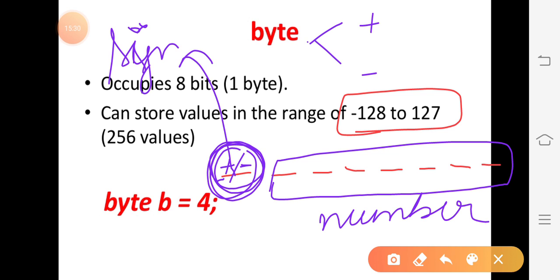Now, as you know, using those 7 bits, you can make 2 to the power 7, that means 128 numbers. Using these 7 bits, you can generate only 2 raised to the power 7, 128 numbers. Now, 128 numbers positive, 128 numbers negative. So how many numbers in total can you generate? 256. How?